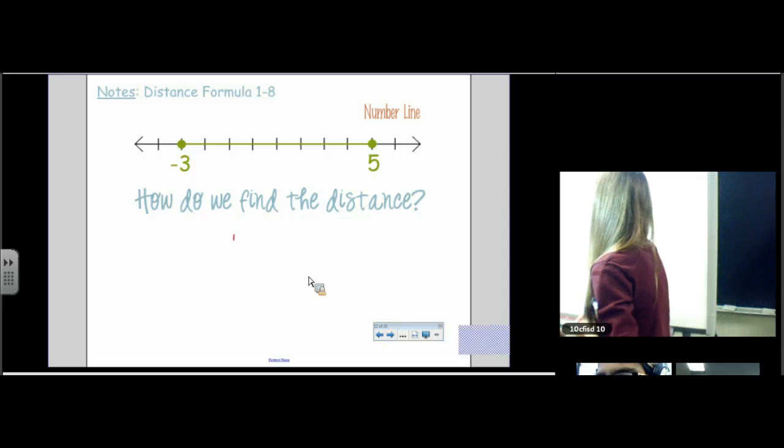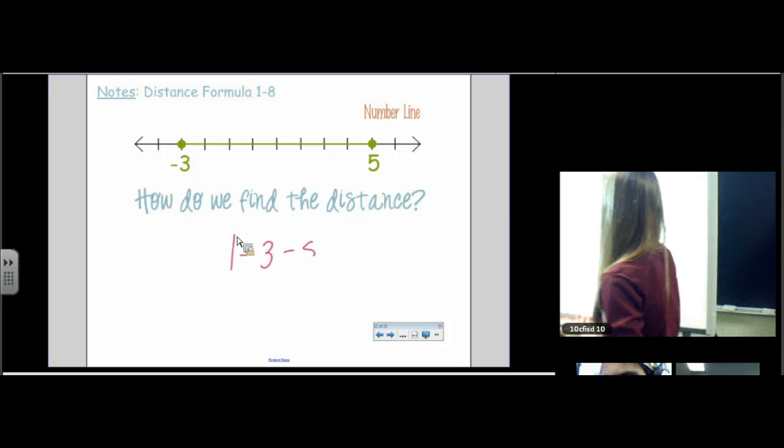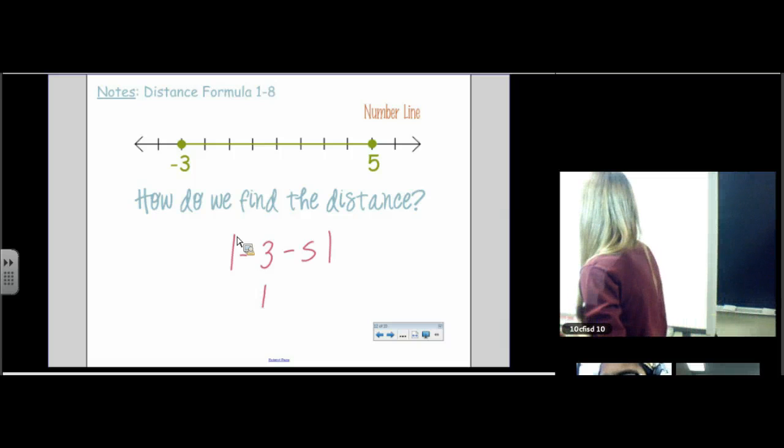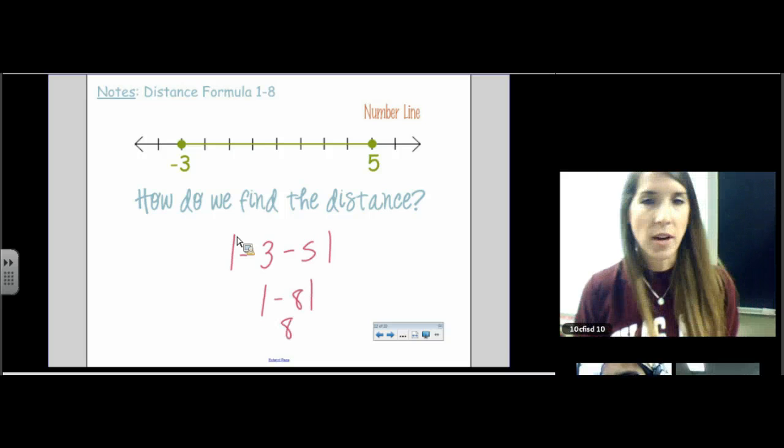Absolute value. It doesn't matter which one you put first. You could put 5 minus negative 3 or negative 3 minus 5. It doesn't matter. And so it's the absolute value of negative 8, which is 8. So the distance from 3 to 5 is 8.